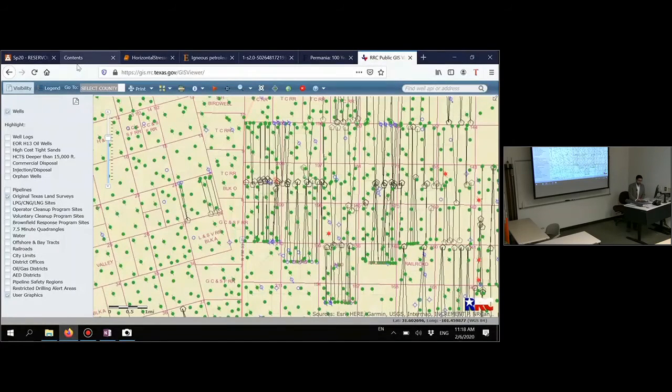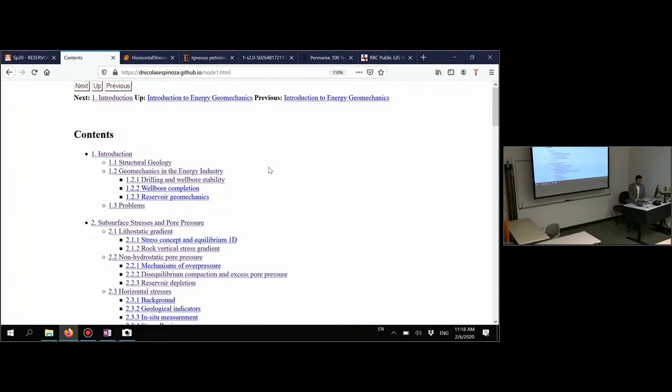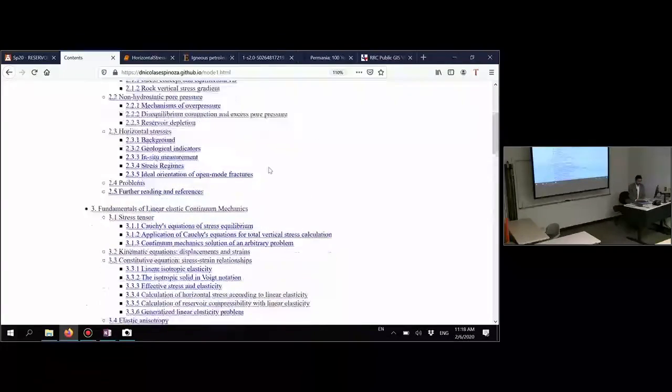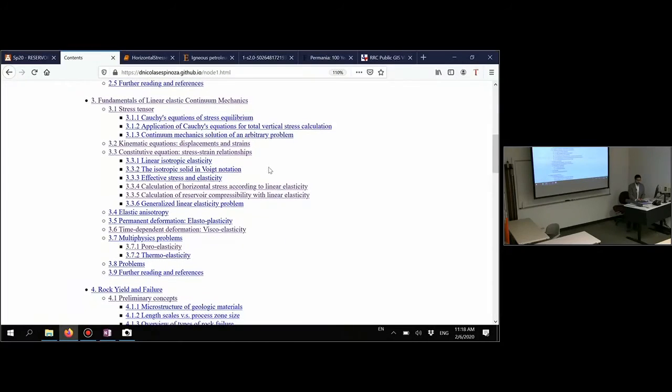All right, so we're going to continue now talking about a tool which is going to be very useful for us in order to solve many of these problems, and that's going to be continuum mechanics. In continuum mechanics, we're going to restrict ourselves to linear elasticity, which is the easiest model to handle, but still is quite informative.